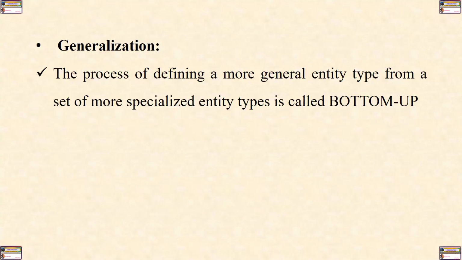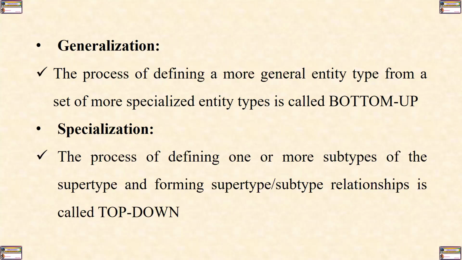Now, generalization. The process of defining a more general entity type from a set of more specialized entity types is called bottom-up. Now, what about specialization? This is the process of defining one or more subtypes of the supertype and forming supertype or subtype relationships. And that is called the top-down model. So in generalization, we have what we call bottom-up. In specialization, we have top-down.